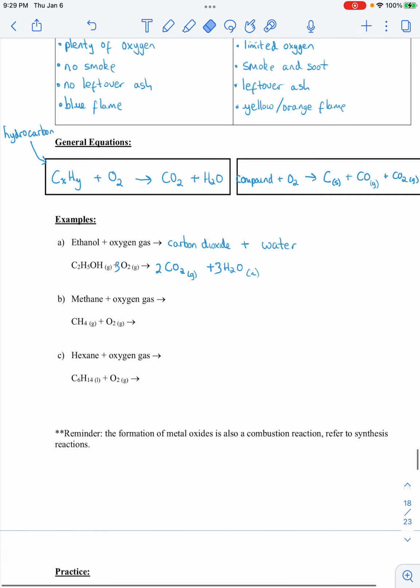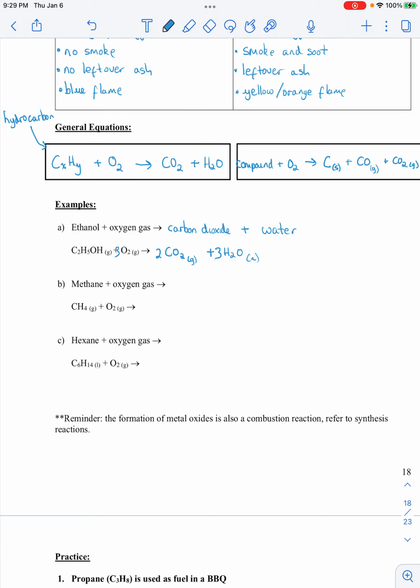Okay, let's do another one. We've got methane and oxygen gas. Our products are always going to be the same, nice and straightforward: carbon dioxide and water. Put my formulas in. CO2, remembering my states, it's a gas, and H2O, which is going to be a liquid.